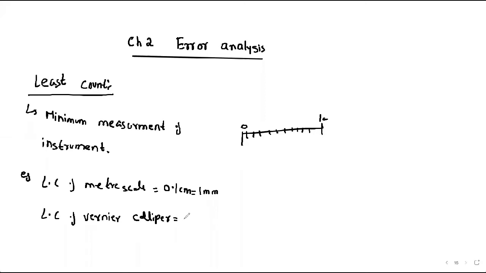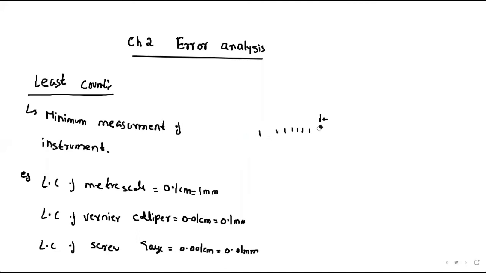So for Vernier Caliper, the least count is 0.01 centimeter. So it's basically 0.1 mm. So it can measure even smaller than a meter scale. If you need even smaller measurement, we use a device which is known as screw gauge. It can measure even less, 0.001 centimeter. It's 0.01 mm. So these are the least counts of a few important devices.